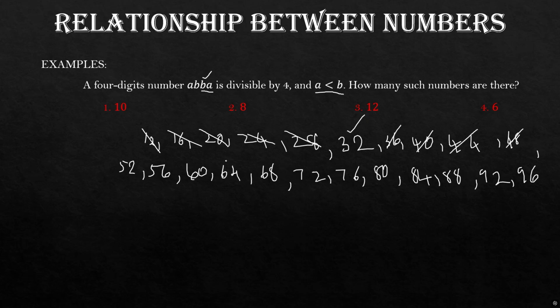This also not satisfied. This is satisfied, because 52 has the first digit greater than the second digit. This not satisfied. This also not satisfied. This satisfied. This not satisfied. This satisfied. This also satisfied. This not satisfied. This satisfied. This also not satisfied. This satisfied. Now we count these: 1, 2, 3, 4, 5, 6, 7, 8. So the answer is 8.